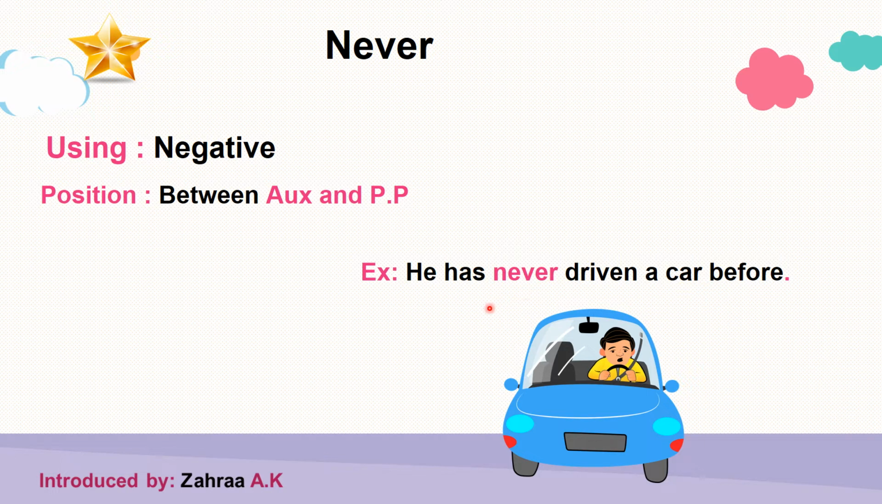So can we use not here? No, because we have never. نقدر نستخدم not أبدا باعتبار never عبرت عن معنى النفي، فغير ممكن نقول he hasn't never. We say he has never driven a car before. So never is used in the negative, positioned between the auxiliary and the past participle. The meaning of never is not on any occasion, not at any time. It is the same meaning as not.